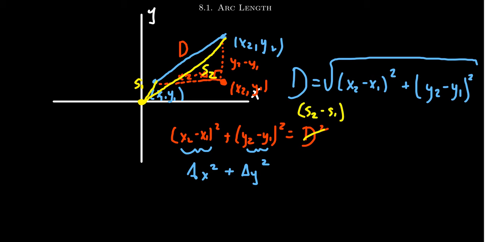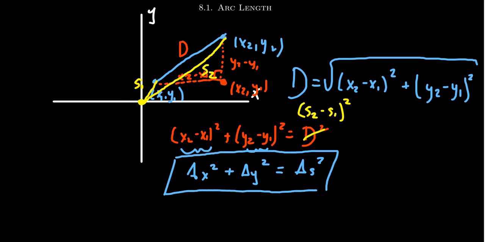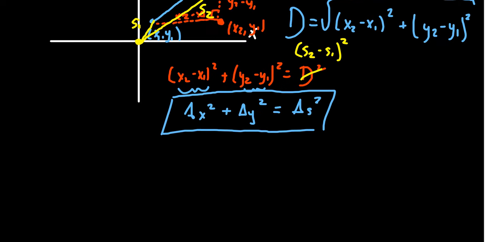We get this squared. And then the reason we introduced this new variable here is that if we have this variable si, then s2 minus s1 would be the difference of s's, and so we get this delta s squared. And so this equation right here is very much what we build upon to derive our arc length formula. Notice here, this is telling us that the change of this distance s squared is equal to the sum of squares of the change of x and change of y.